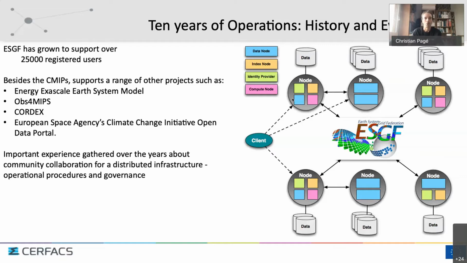So we have an important experience that we have gathered over the years. And it's a community collaboration, which means that it's really those institutes and those data centers getting together to provide this kind of infrastructure and software to support this infrastructure. So there are operational procedures and governance to be sure that this infrastructure goes on.